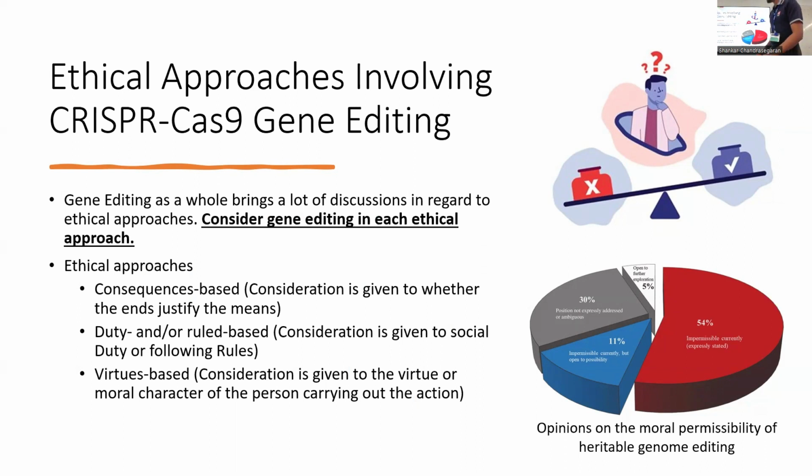So remember that consequences-based is where consideration is given to whatever ends justify the means. So meaning if the end benefit is greater than the cost. So if I can save 1 billion lives tomorrow, I don't mind killing 1 million lives today. That is what consequences-based is trying to say. I don't care what I have to do today if it can bring more benefit tomorrow.